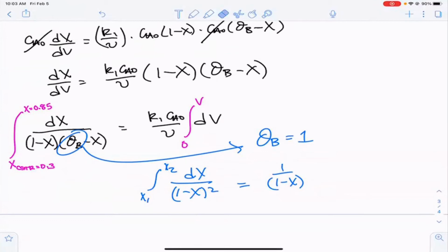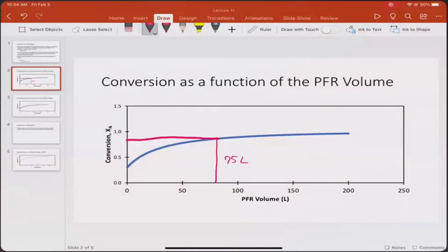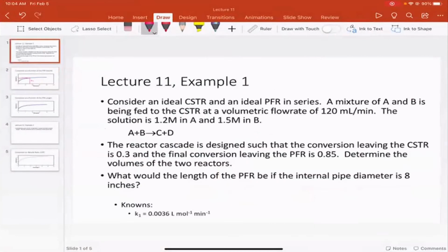So that one's not too bad, and it's something that's very common that we've done before. So I'll let you guys, for this slightly more complicated one, go over this in your preparation and studying. And if you do this, you'll get the exact same answer, that the volume is equal to 75 liters. So both the direct integration and the Euler's method led us to exactly the same place, that the volume was equal to 75 liters. Now, the last part of this example problem asked us to find the length of the PFR if the internal pipe diameter is 8 inches.